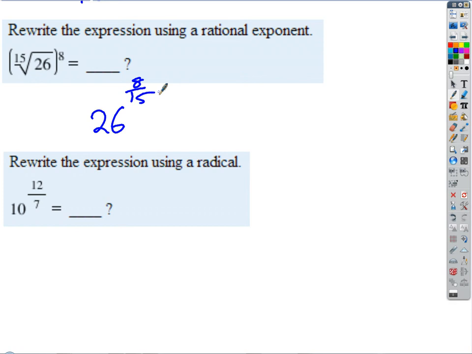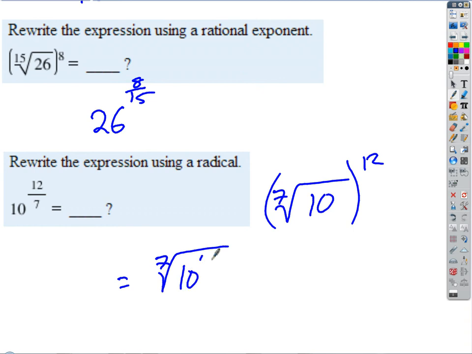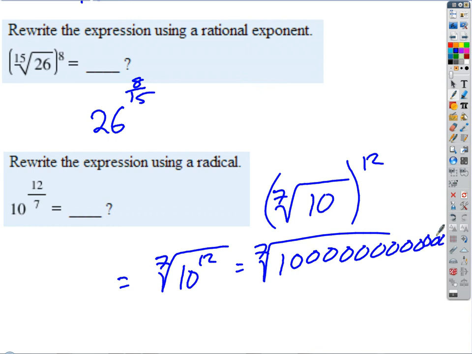Okay? So let's reverse it. How would I write this rational exponent as a radical? 7th root of 10 to the 12th power. I could also write that if I wanted to. I don't think you're going to like this option as much, but I could also write this as the 7th root of 10 to the 12th. But 10 to the 12th is a pretty big number. We'd have to write that number out, so it would look like the 7th root of, okay, that's 10 to the 12th, 1 followed by 12 zeros. Probably the top way is more convenient. Okay?